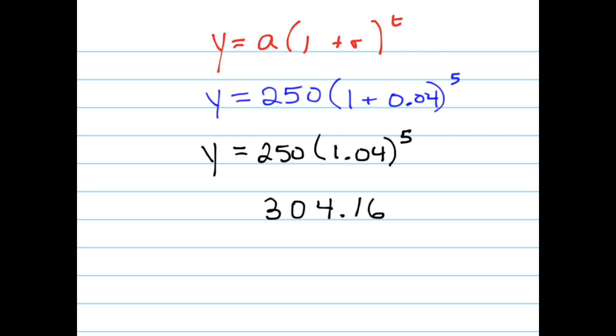And it asks how much will your investment be worth in 5 years. So there's the solution. How much interest did you gain? How much money did you make having your money in that bank account? $54.16. Make sense? Okay, that's exponential growth functions.